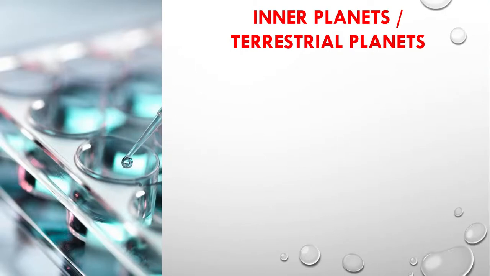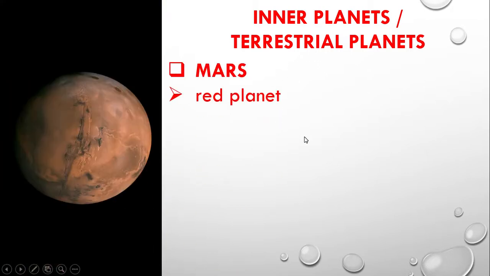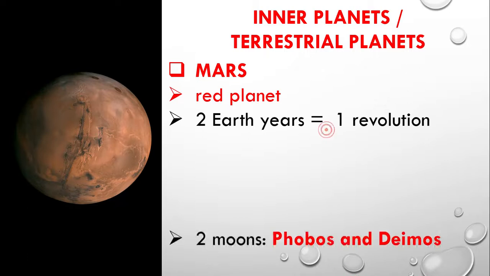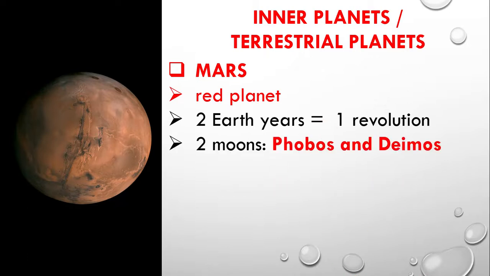Okay? And then last of the inner planets or last of the terrestrial planets is what we call Mars, or the red planet. Okay? So si Mars, yung revolution niya is equivalent to 2 Earth years. Okay? Duha ka tuig sa kalibutan is kaisa na siya nga revolution sa Mars. Okay? So it has 2 moons. We have the Phobos and the Deimos.